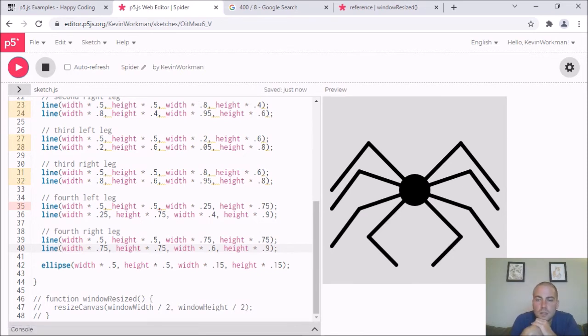Okay, maybe. I mean, it's looking pretty spidery, I think. I kind of wish I had drawn this on a piece of paper now, because I kind of want the knees to line up. I think that would look cooler. But then I think I would just want them to be parallel, which maybe I can do actually.